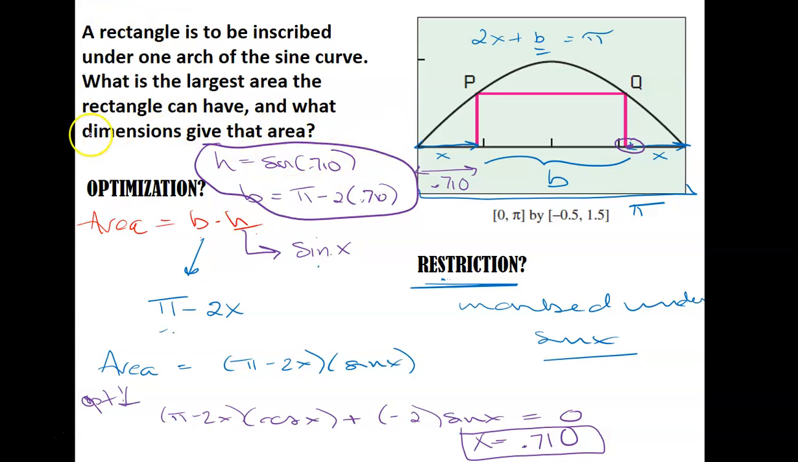But again, you're always looking for what am I optimizing and what's my restriction. There's no two questions alike when it comes to optimization problems. It's just a matter of getting used to kind of piecing them apart. What am I trying to maximize or minimize, and what restriction do I need to make sure is incorporated into that model before I take a derivative?